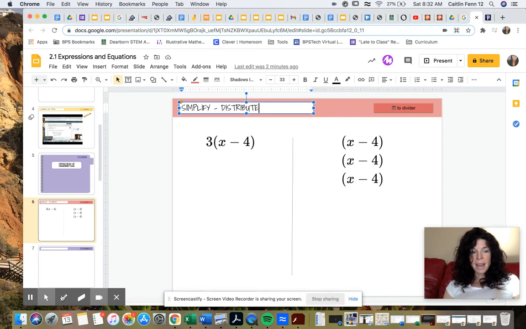Right, so in math, remember, we always want to simplify. We want to make it as easy as possible. We don't like it when math is hard, right? So we want to simplify it. One way we could simplify it is by distributing.